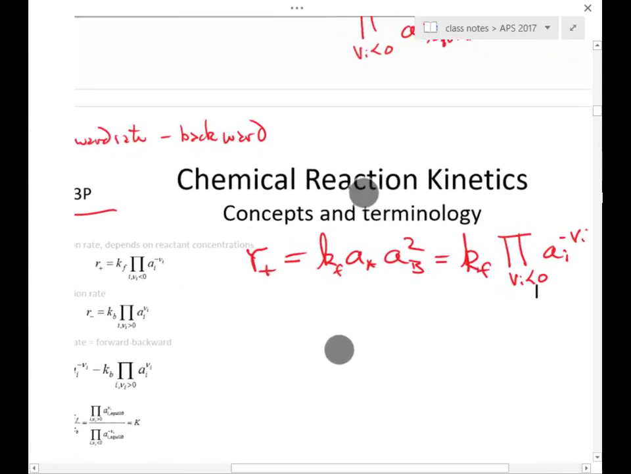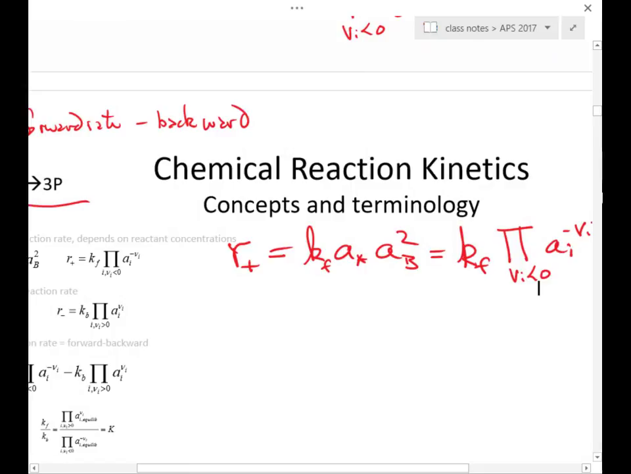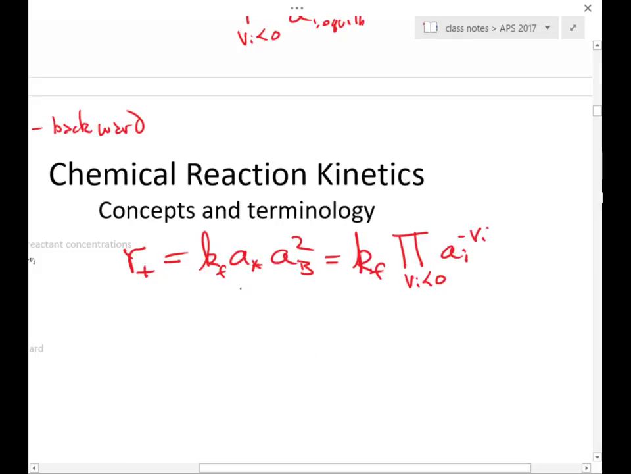Okay, because remember the way that we had it defined, the reactants are negative. So we're just going to be, these guys have negative stoichiometric coefficients there in this format. Okay, so we're only going to be including them in our forward reaction expression. And this is just kind of our conceptual model, that the forward reaction rate goes like that.